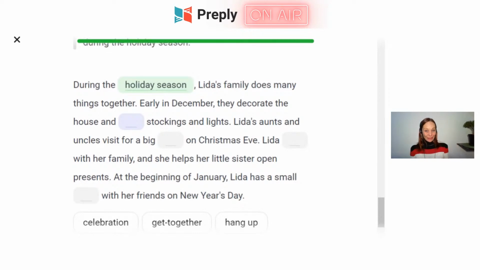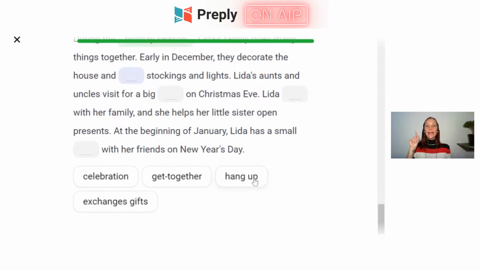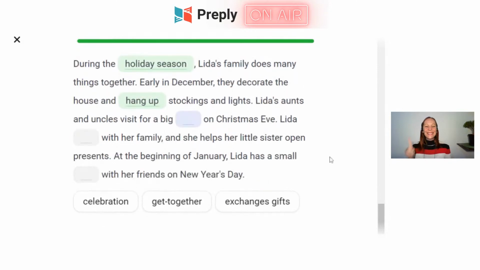Early in December, they decorate the house and something, stockings and lights. Now what would you do with stockings and lights during the festive season? I think that they would hang up stockings and lights. Good job, guys. Right. Leaders, aunts, and uncles visit for a big something on Christmas Eve.